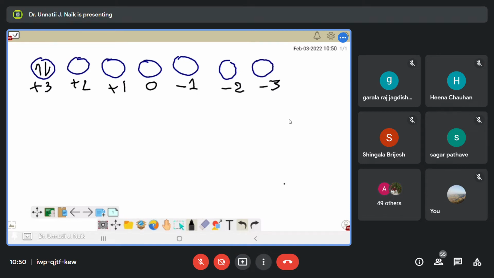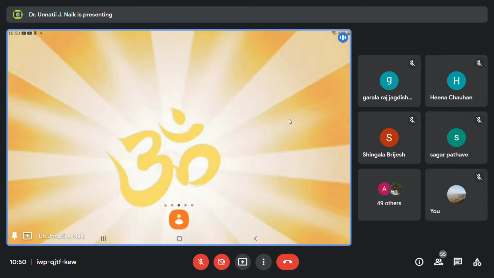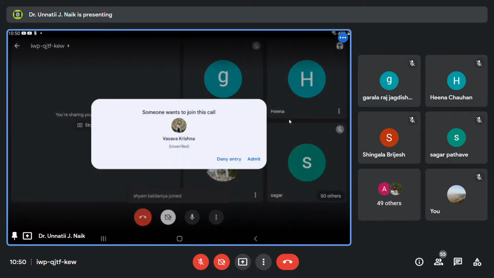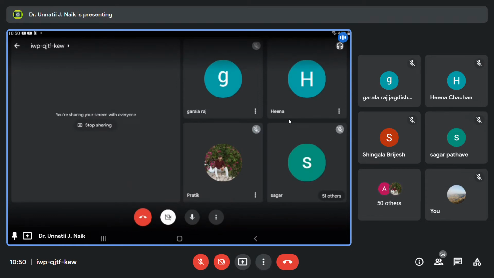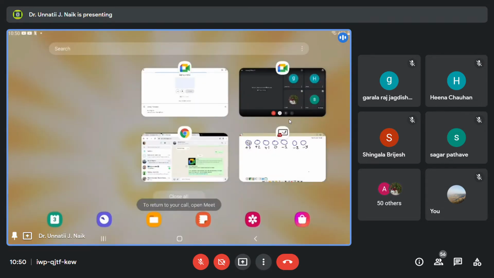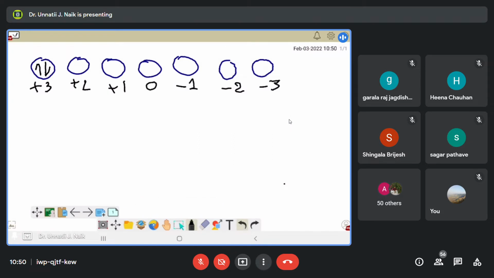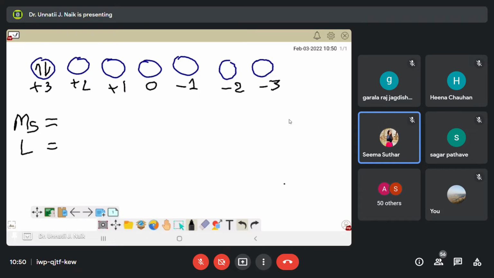Here, if I have to calculate the total spin value and the total orbital angular momentum L value, what do we have to do? Can you tell me? According to this arrangement, if I calculate the ms value and the L value, what will be the answer? Ms value is 6. Ms value equal to 6. Anyone else?